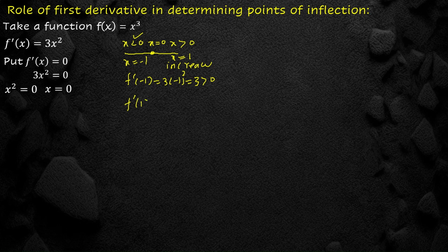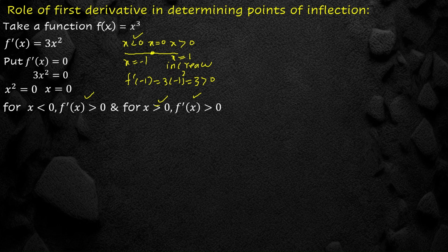We find f dash 1. 3 into 1 whole square, that is equal to 3. Again, the first derivative is positive. That is, the function is increasing. So we can say that for x less than 0, the first derivative is positive, and for x greater than 0, the first derivative is again positive. That is, the sign of the first derivative has not changed.